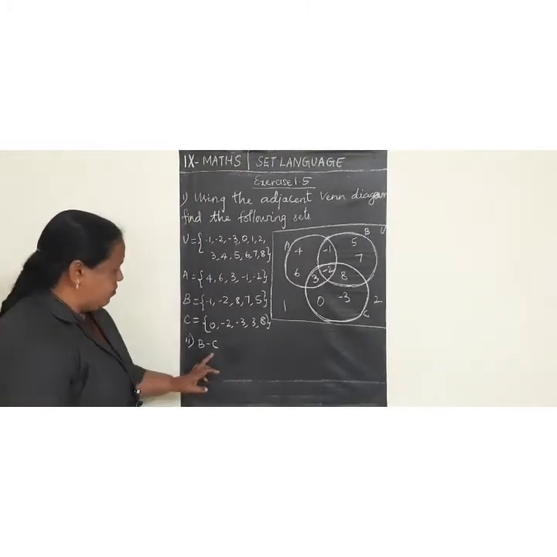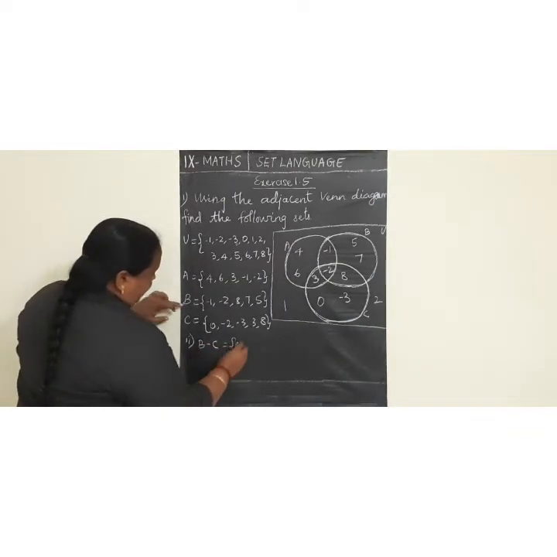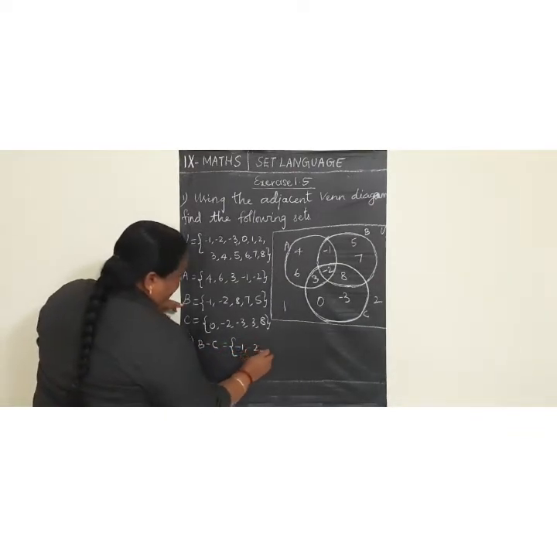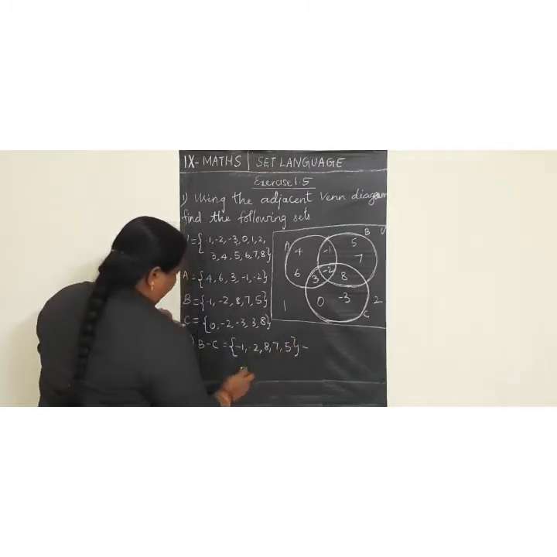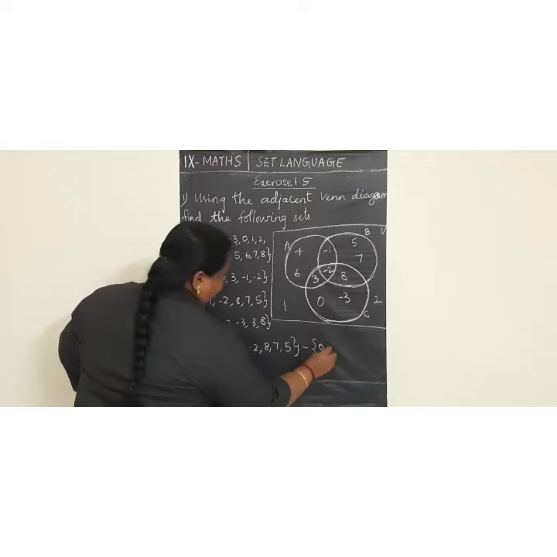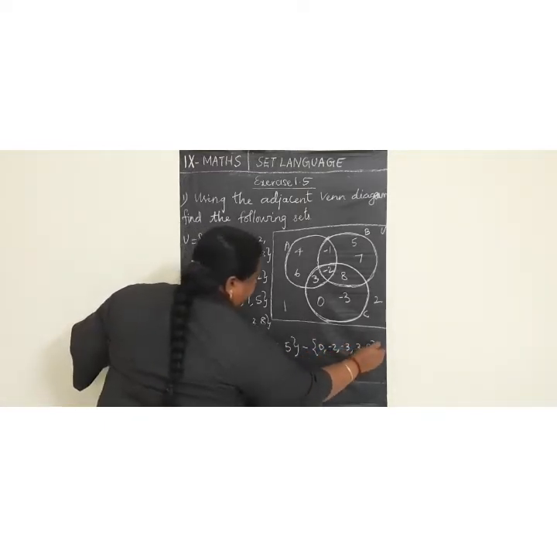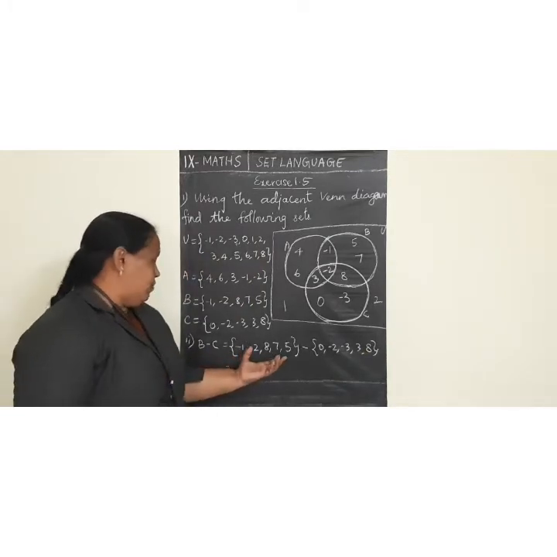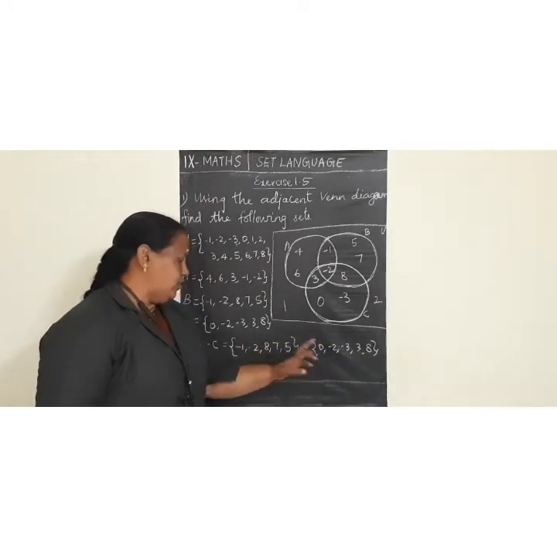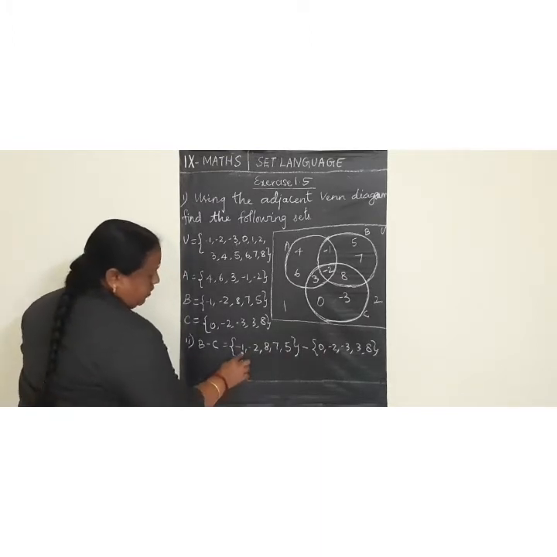Next subdivision is B minus C. So how to find B minus C? First we have to write the set B: minus 1, minus 2, 8, 7, 5, minus C. So 0, minus 2, minus 3, 3, 8. Now how will you find B minus C? What are all the elements in B which are not in C? So we have to write it as B minus C. So first element is minus 1.